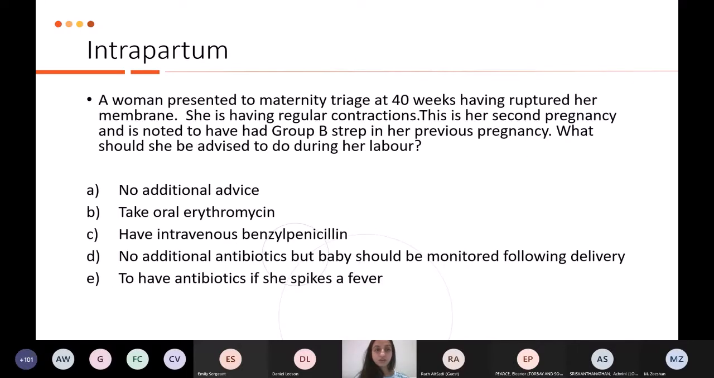So coming to delivery, you are again in maternity triage. You see a woman who presents to you at 40 weeks. Her waters have broken. She's having regular contractions. She's going into labour. This is her second pregnancy, and you see from her file that she's had Group B strep in the past. What would you advise her to do during her labour?